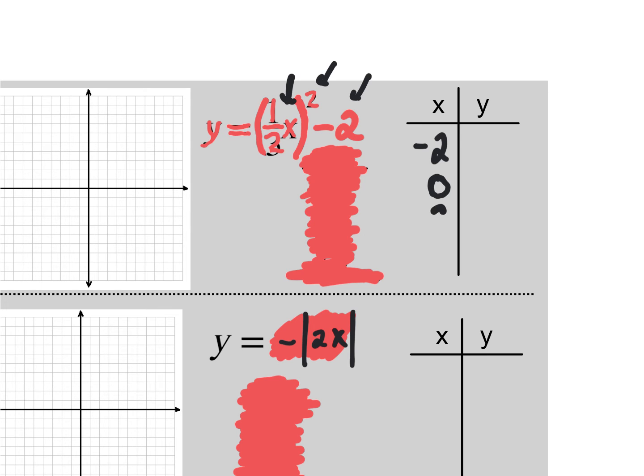Now let's put in 2 and let's put in 4. Seems like some decent points. Everybody find what you get if you put in -2, 0, 2, and 4. Pause for a minute while you try that.